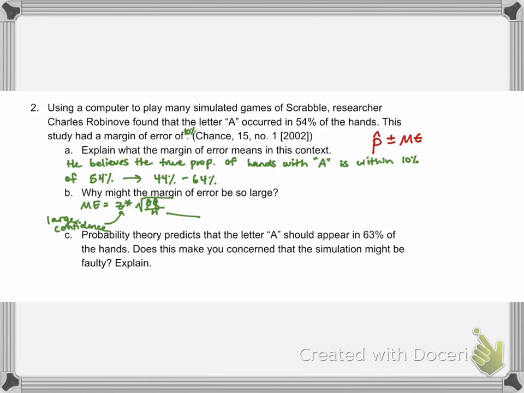So again, that's like I'm 100% sure that tomorrow the temperature will be between negative 100 and positive 200. Okay, that's a really large margin of error because I need that interval to be wider to be more confident. So that's one thing that could be happening.